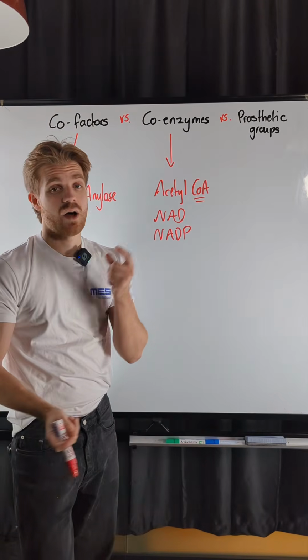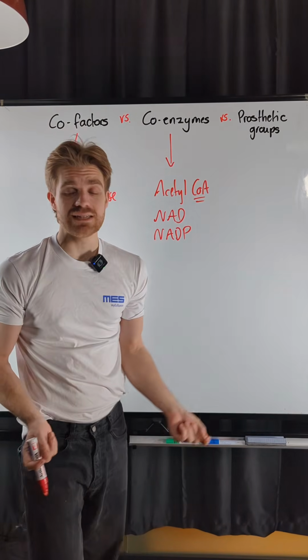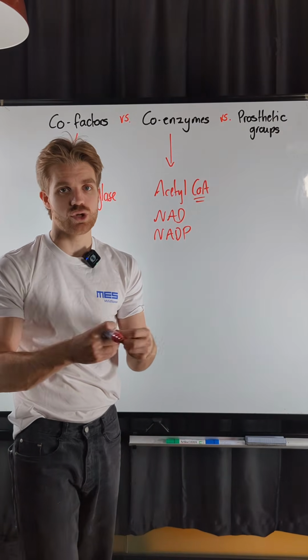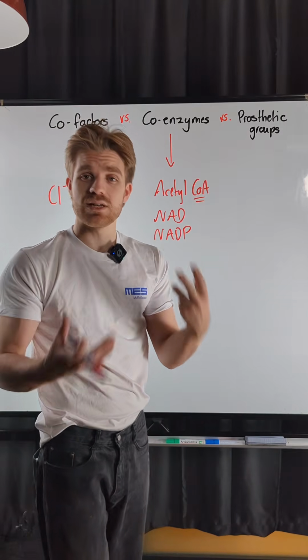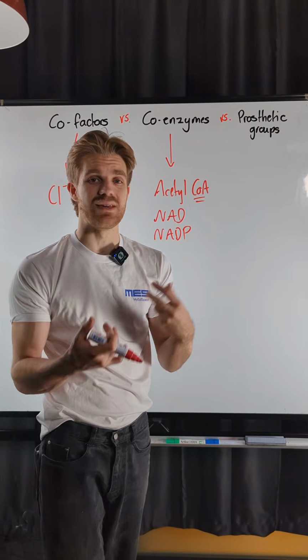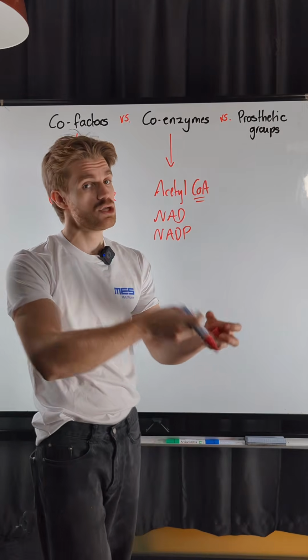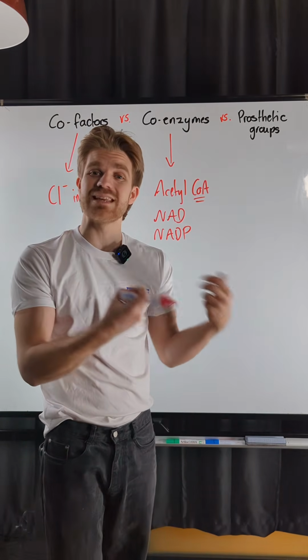The last one is our prosthetic group. Now, a prosthetic group is permanently bound to that protein. It's not moving around within the cell. And because it's permanently bound, that means it's always going to be available. But if the group is not bound to the enzyme, then the enzyme is inactive.